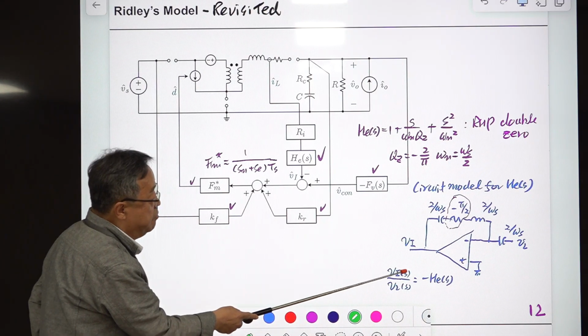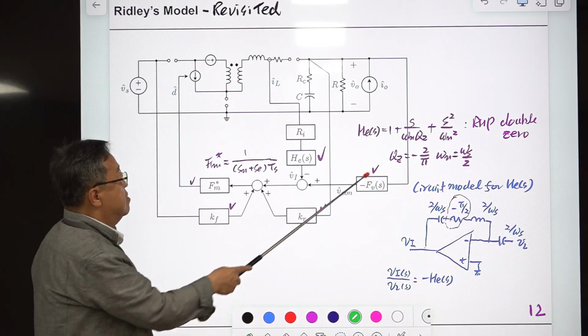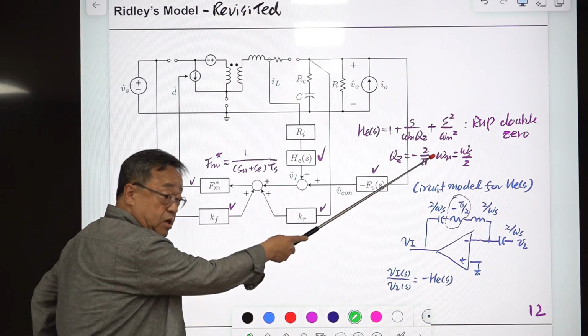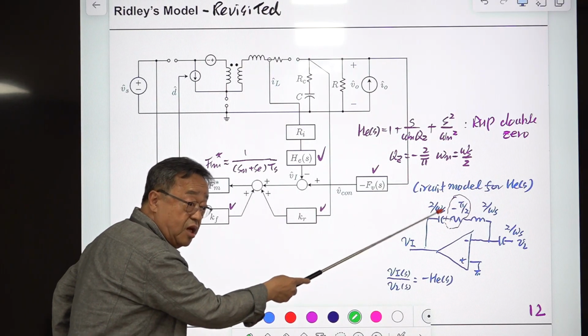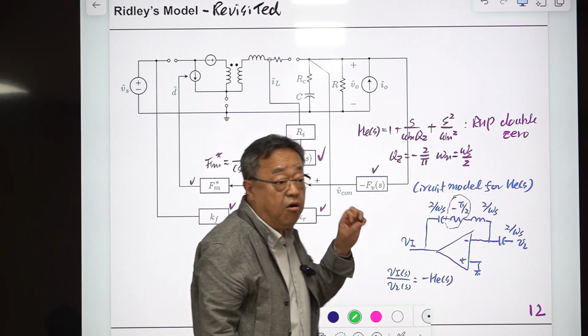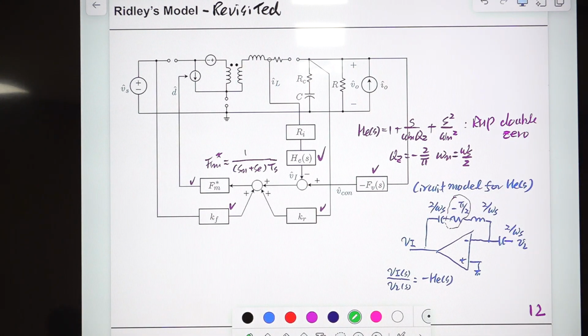For the PSIM simulation or some circuit simulator, it's not easy to implement this. Then use this, which has the negative resistance. Most simulators accept the -R negative resistance. Then just use this simple circuit with ideal op-amp and passive circuit components. And remember, you have a minus sign in front of this.